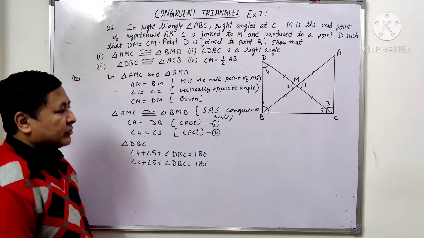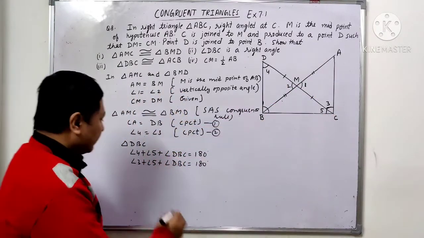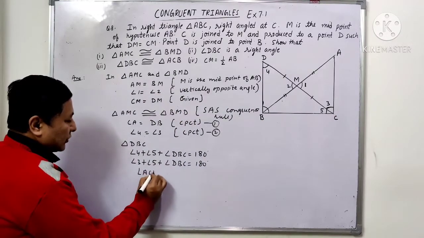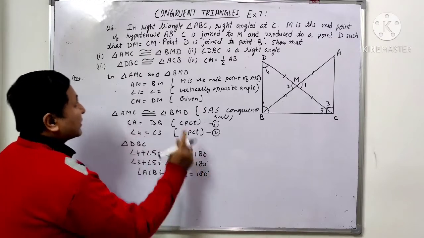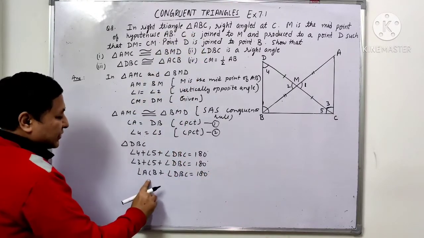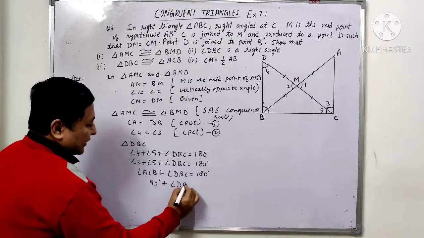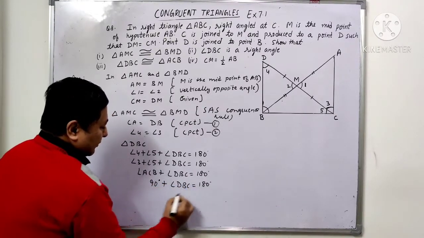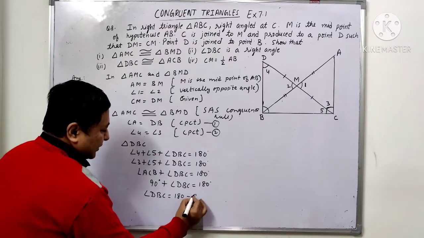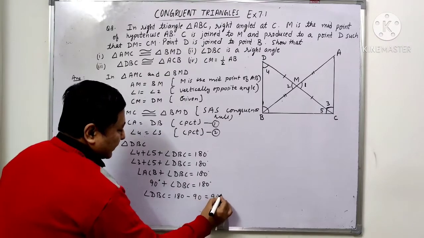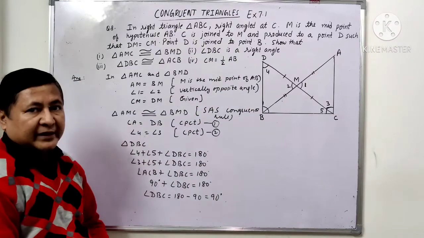Angle 3 plus angle 5, you just see this, is forming angle ACB, and we know the value of ACB, as it is given in the question that it is a right angle triangle. So this angle ACB is 90 degrees. So we can find angle DBC easily by shifting 90 degrees to that side. So it is 180 minus 90, which is equal to 90 degrees. That means we have proved the second part, that angle DBC is a right angle.